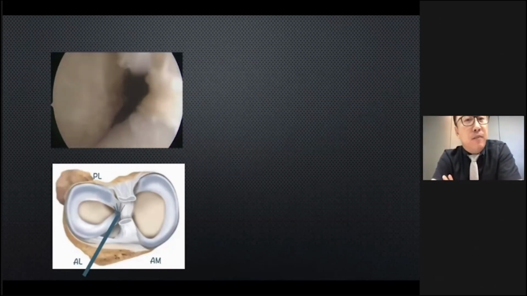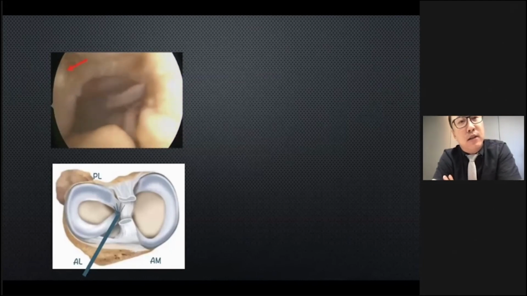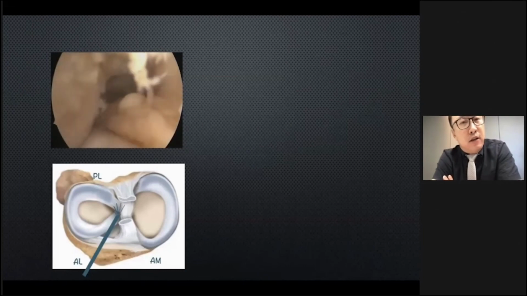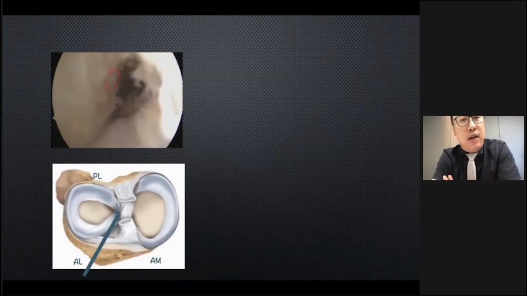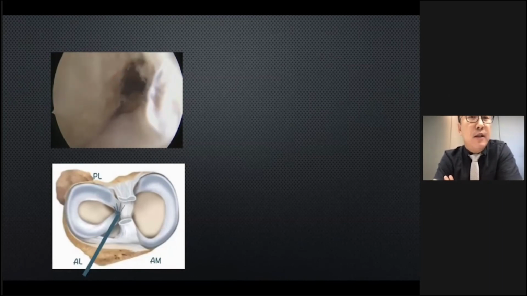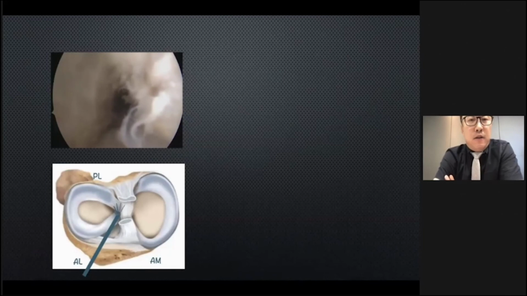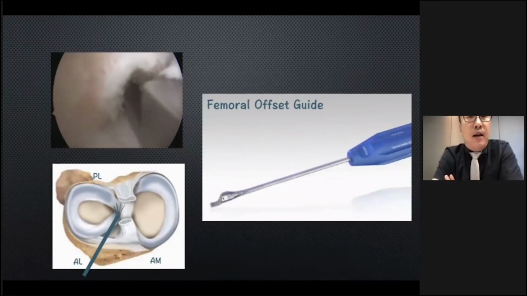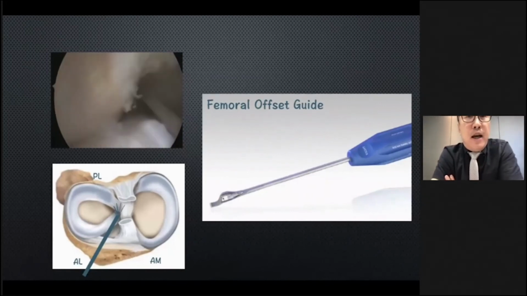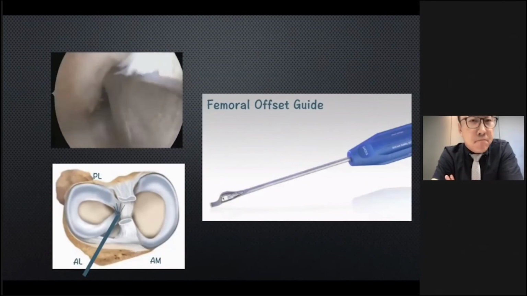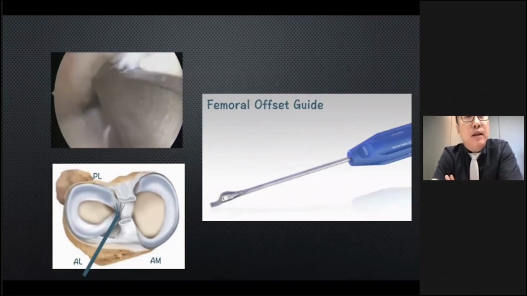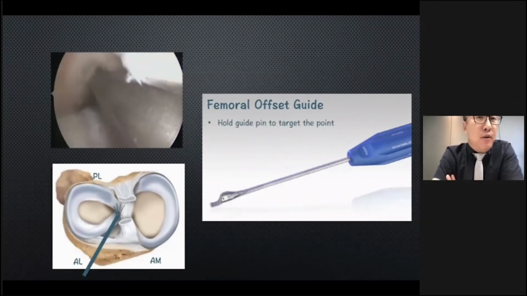So after the confirmation of the position, I move my scope back to the anterolateral portal. So you can see we still can visualize the mark over there because we use the 70-degree scope. And I know the tunnel position and the direction. Then I use the femur offset guide introduced from the anteromedial portal to target the point. The femur offset guide is a good instrument because it can help me to hold my guide pin to target the point. And it also can control the direction of the tunnel.